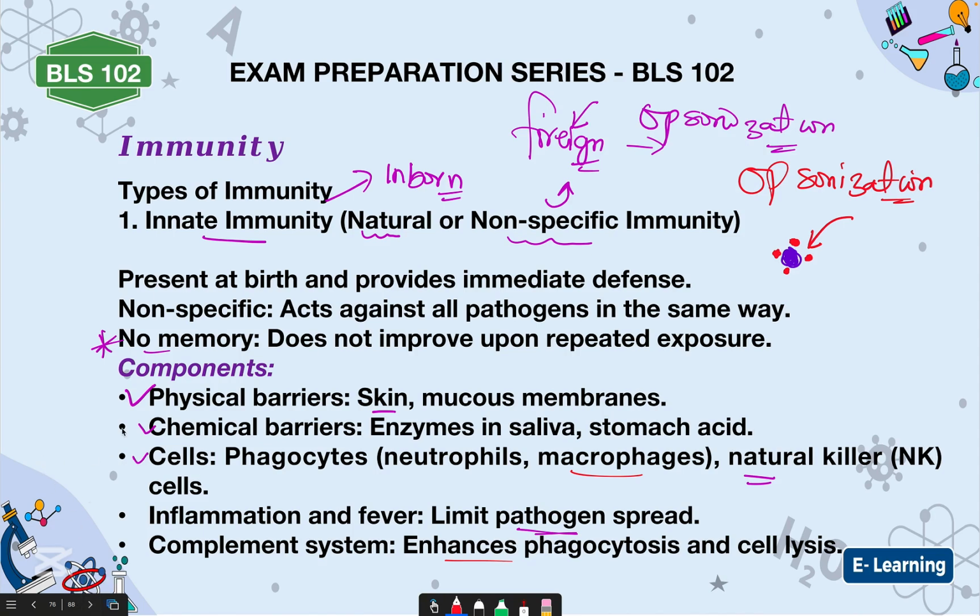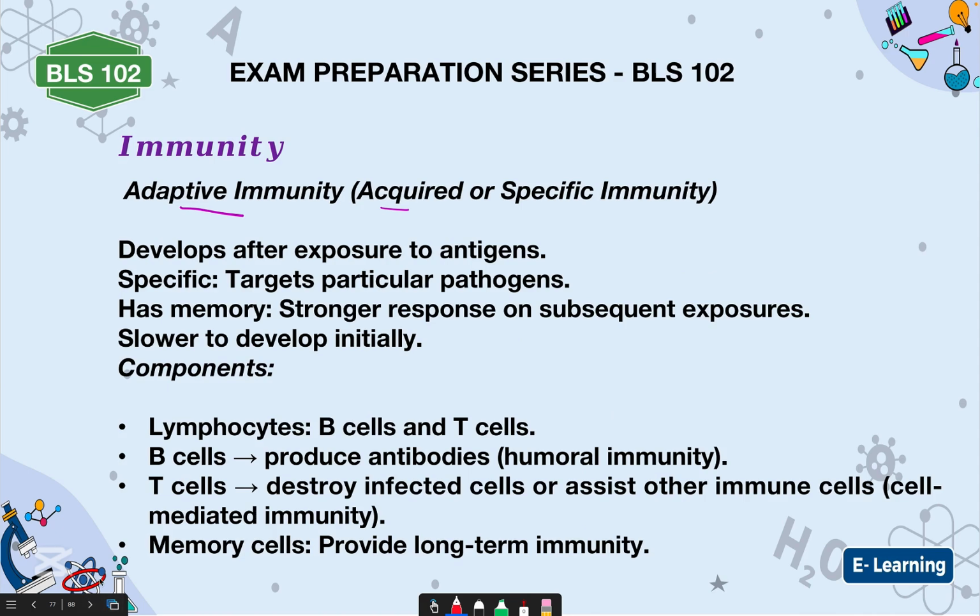So that is that for innate immunity. We say innate immunity is that kind of immunity that is present at birth. It is not specific. It acts against all pathogens in the same way. It's not for a particular organism, and there's no memory. That means the body does not remember that this kind of thing has entered your body before. Are you getting it? That part of the immune system does not keep a record of anything that has happened before. Examples: physical barrier, chemical barrier, cells like phagocytes, neutrophils, macrophages, natural killer cells, inflammation and fever, which we said limit pathogen spread, and the complement system that enhances phagocytosis and cell lysis. Is that okay? Exactly.